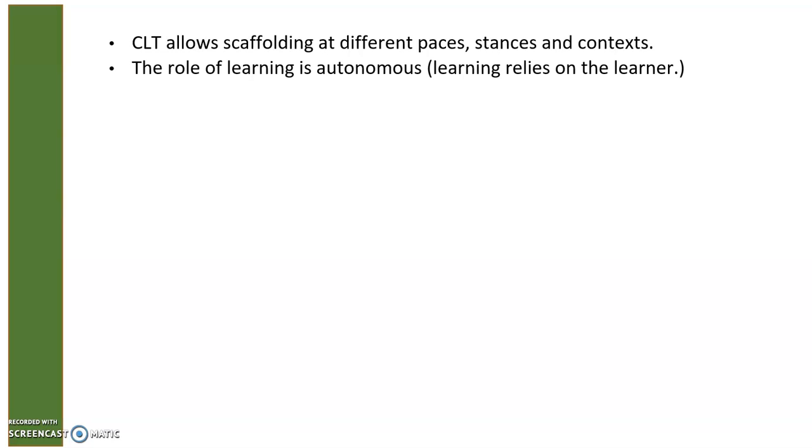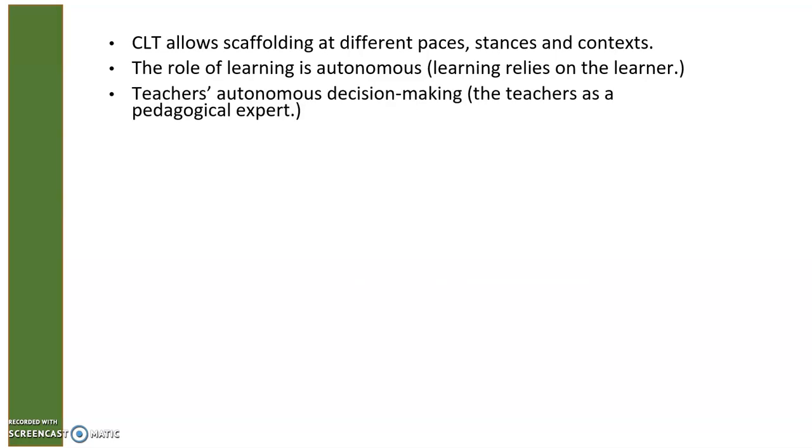The role of the learning and the learner is basically autonomous. The learning relies always on the student, and this gives the teacher a position of guide, a position of facilitator, rather than a person guiding the teaching practices by having strong interventions in the activities, for example. The teacher is an entity that is autonomous. So teachers' autonomous decision making is always important.